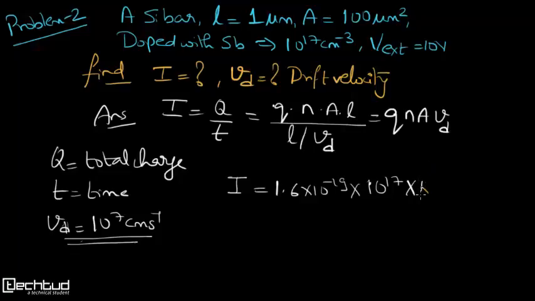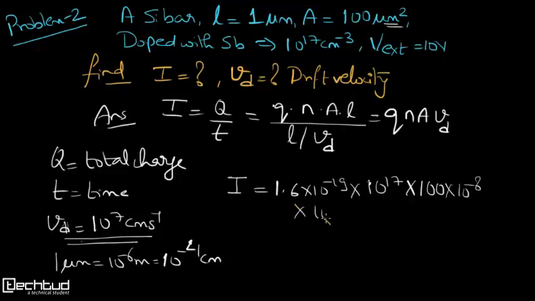The cross section area is also given to you, that is 100 micrometer square. Now you have to be very clear, this unit is in micrometer square, and all the things that we are using are in centimeter. So 1 micrometer is nothing but 10 to the power minus 6 meter, or you can say 10 to the power minus 4 centimeter. So 1 micrometer square is 10 to the power of minus 8 centimeter square. The drift velocity is 10 to the power 7 centimeter per second. Put all the things in the same units, that is very important. When you solve it, you will get I is 0.16 ampere.